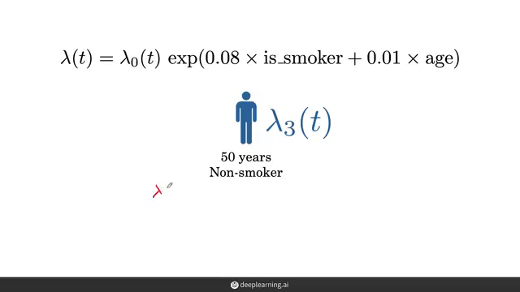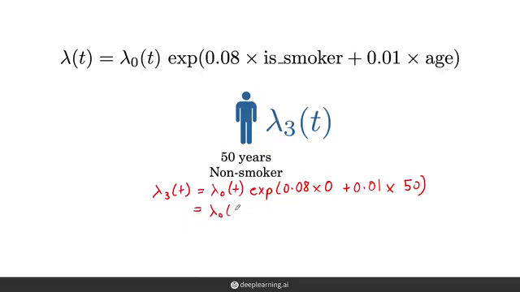So for this patient, we can compute their risk as lambda naught of t times exp of 0.08 times whether they're a smoker, which is a no here, plus 0.01 times age, and their age is 50, which is going to come out to lambda naught t times exp of 0.5, which is going to come out to our baseline times a factor of 1.65.